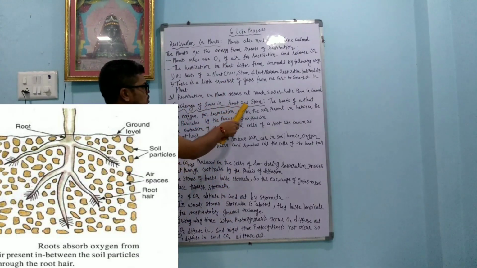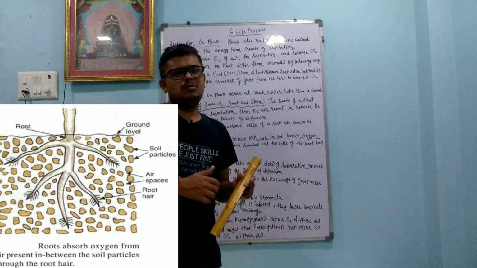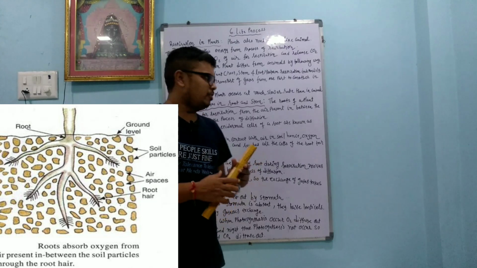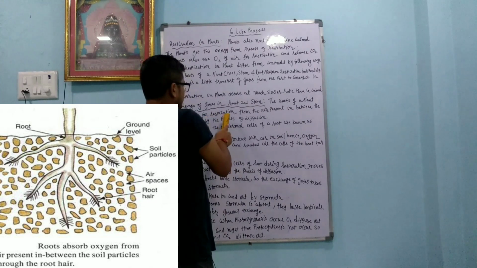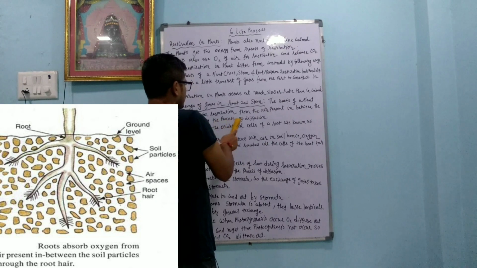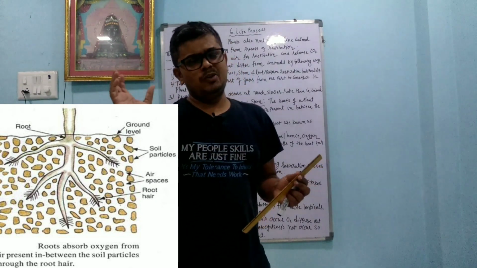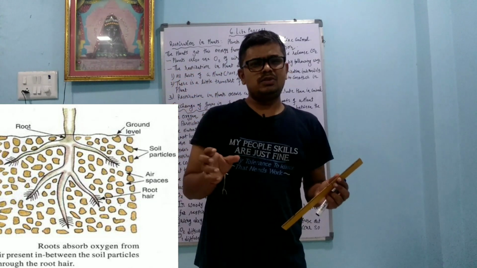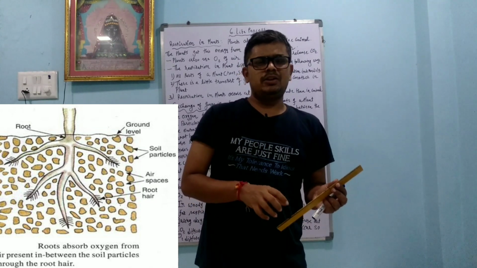Exchange of gases in the root and the stem. So how do oxygen, carbon dioxide or water molecules enter the plant or go outside of the plant? The root of a plant takes oxygen for respiration from the air present between the soil particles by the process of diffusion. The root is inside, so it cannot take oxygen from the atmosphere. So whatever oxygen is present in the soil, the root uses that oxygen by the diffusion process.